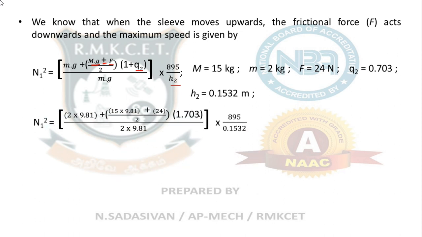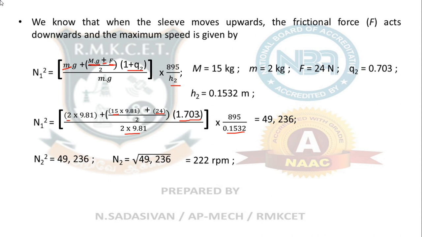So put all the values. So 2 kg here in place of small m, 2 kg, capital M 15 kg into 9.81. Frictional force is 24 Newton plus 24. So divided by 2, Q2 is 0.703. 1 plus 0.703, I am directly writing as 1.703. So 2 into 9.81, 895 divided by 0.1532. Solve it, you will get 49,236. Take the square root, you will get N2 is 222 rpm.